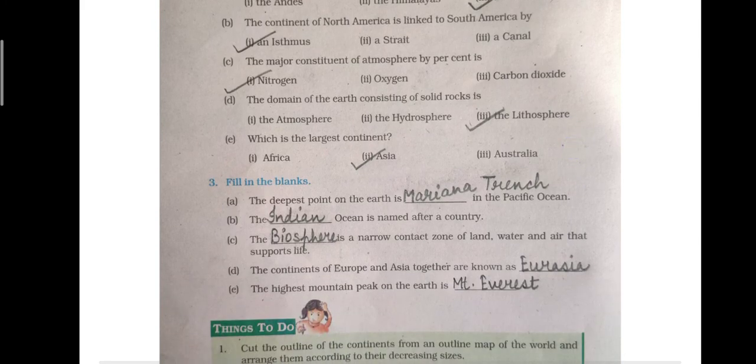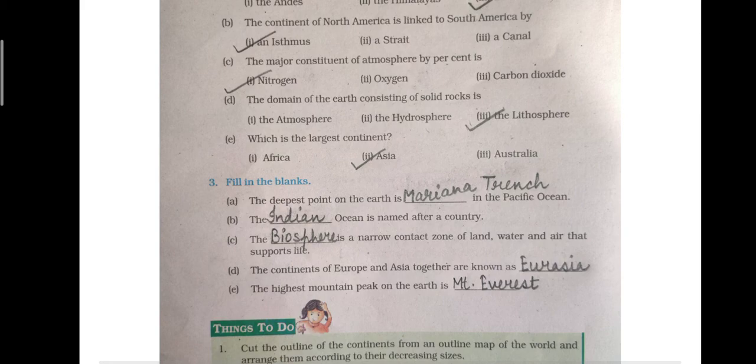Next, fill in the blanks. The deepest point on the earth is dash in the Pacific Ocean. So here the correct answer is Mariana Trench. Mariana Trench is the deepest point on the earth and it is in Pacific Ocean. Number B, the dash ocean is named after a country. So the Indian Ocean is named after a country, India.